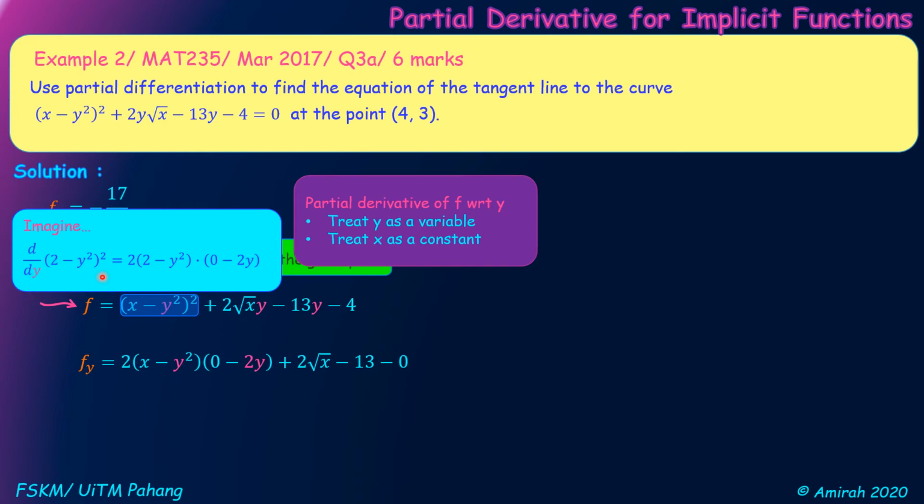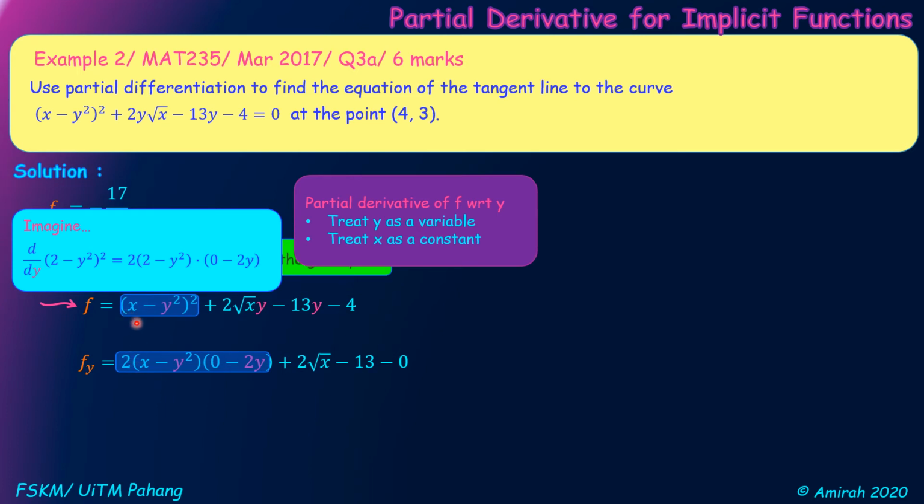From here, we can differentiate using the generalized power rule. We move the power to the front and then we copy the function in the bracket. Then we get the power of 2 minus 1, which is 1, so no need to write. Then we multiply by the derivative of the function inside the bracket. Differentiating constant 2 equals 0, and then differentiating minus y squared, we get minus 2y here.